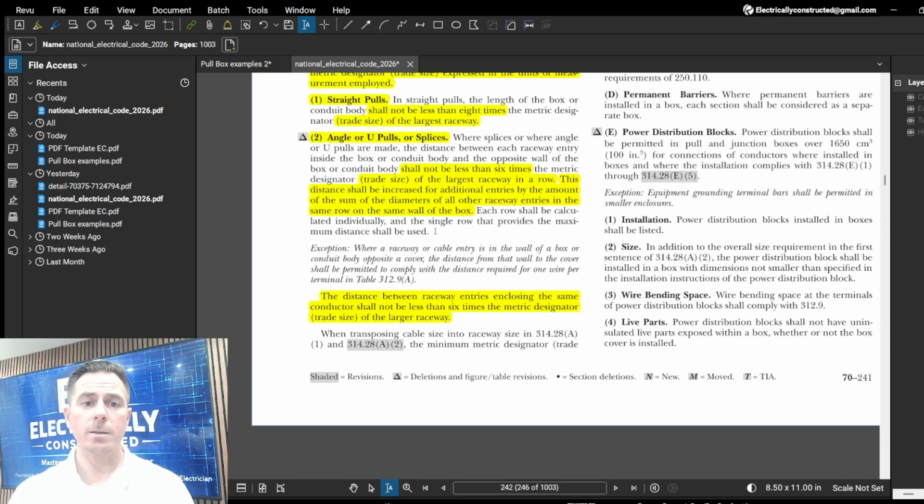But the main thing is, when you have a U pole, an angle pole, or a splice, the largest trade size is multiplied by 6. With the straight pole, it was just the largest trade size coming in, going out. The other ones smaller than it did not matter. It's just the largest trade size on the box with a multiplier of 8. Let's pull this example up.